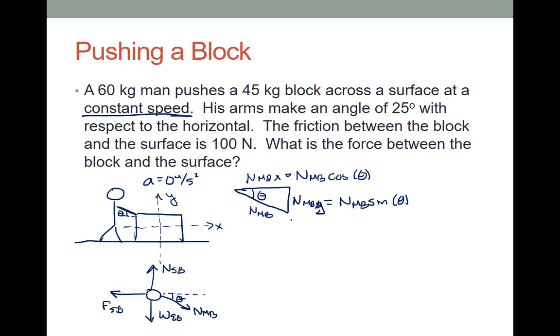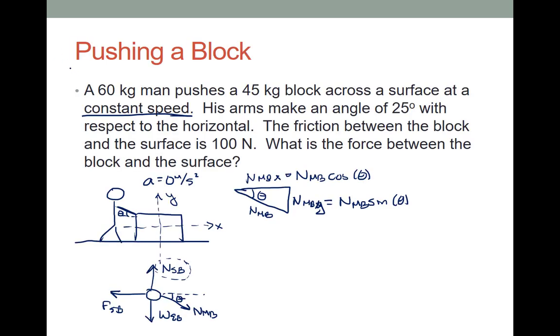With this, I can now apply Newton's second law in both dimensions. Before I do that, I want to take a minute and identify what I'm actually trying to solve for. What is the force between the block and the surface? So my end goal is to find the normal between the surface and the block. Since that is a vertical force, I'm going to start looking at what I can find in the vertical direction.